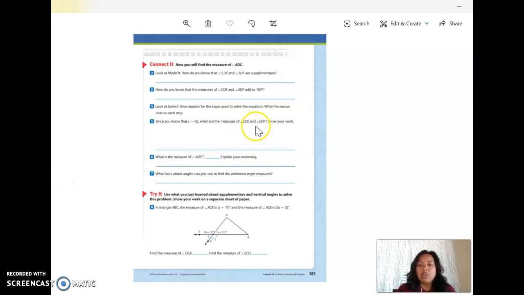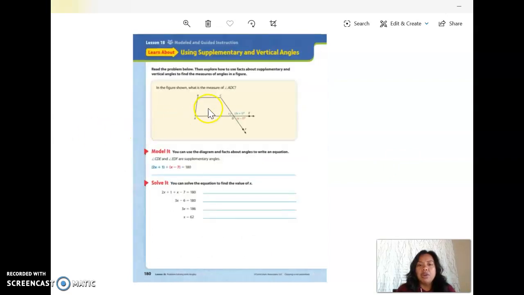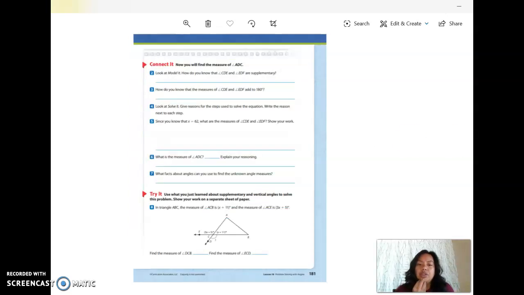So I'm going to go ahead and go back and show you guys those angles again. So back over here, you have this angle, which is 2x plus 1. And this angle, which is x minus 7. Okay, and I'm writing it on my scratch paper here as well: 2x plus 1 was for CDE, and x minus 7 is for angle EDF. Okay, so I'm going to go ahead and move back over to the other page.